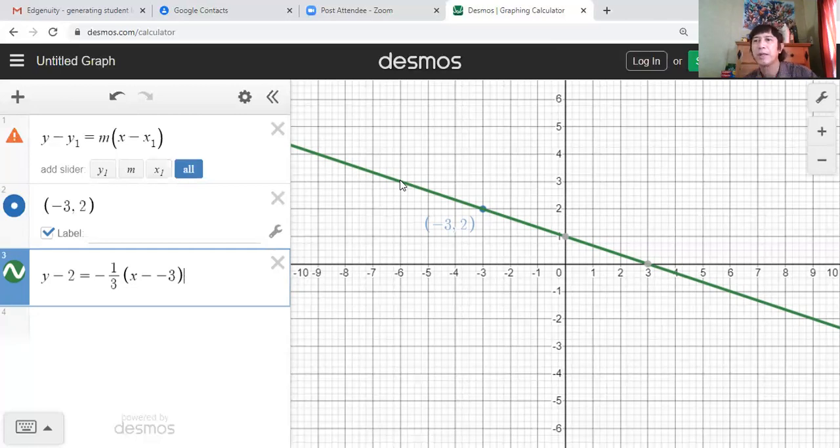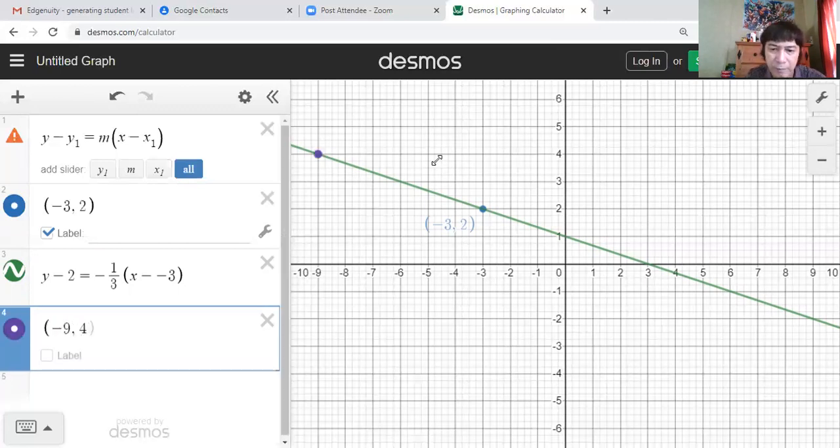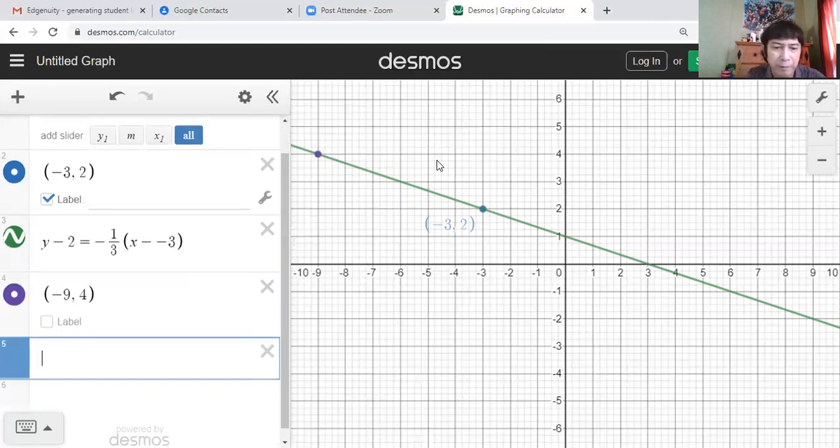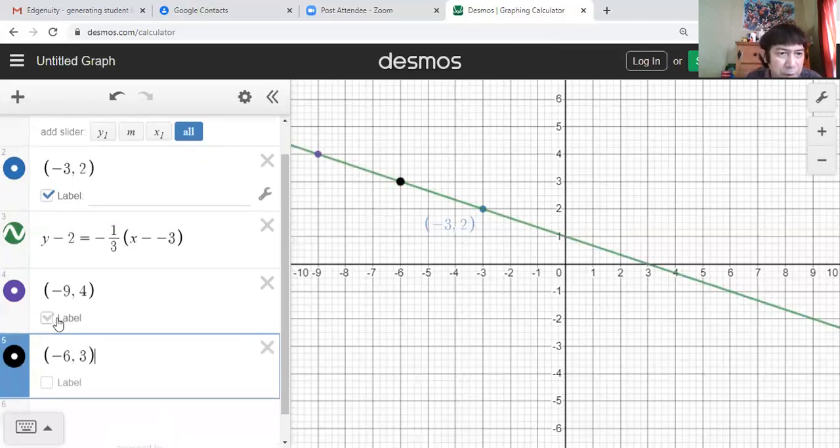The points are at the intersection of the grids and the line, okay? And so we can choose another point here, this point and this point, and we can also put the coordinates of those points. Say -9, 4. There, and another at -6, 3. There. And we shall put the labels so that we can see it there.